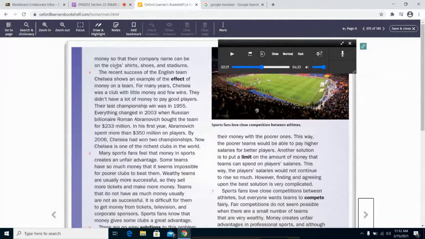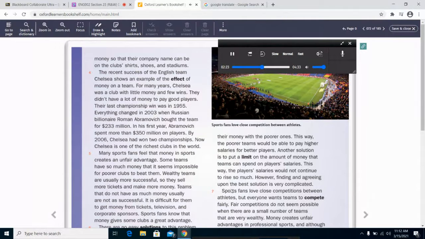And there are some other words over here: club shirts, shoes, and a stadium. So I'm sure you all love to buy club shirts, shoes, and go to the stadium. When you buy their shirts and shoes, and you go to the stadium, actually these clubs earn a lot of money. All right. Now please listen carefully. Paragraph number 4. Very important information is here.